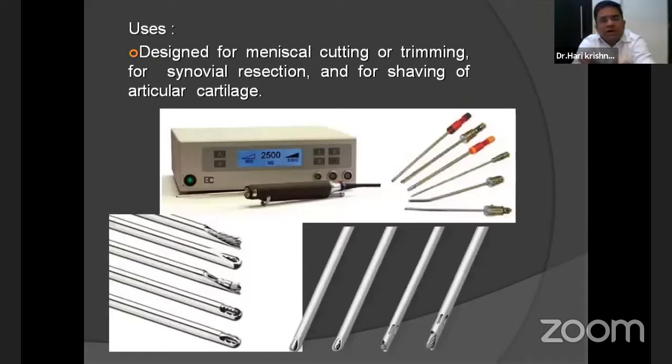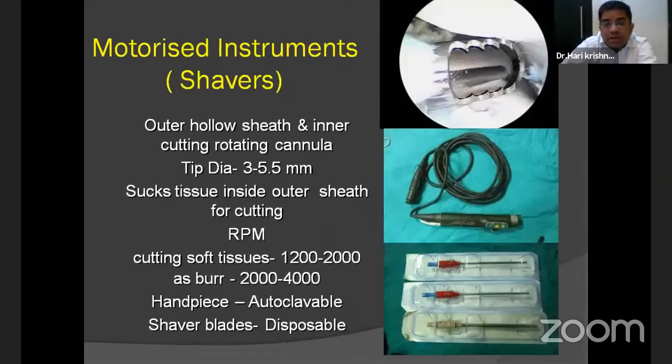The shaver is a very important instrument in arthroscopy, which we can use for debridement of the joints, debridement of the ACL footprint, and debridement of synovial tissues. The shaver system has a handpiece and blades. There is an outer hollow sheath with an inner sheath, which after cutting sucks the damaged tissue and removes it through the suction outlet.